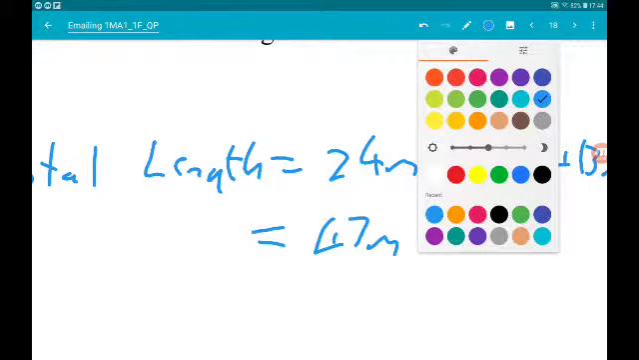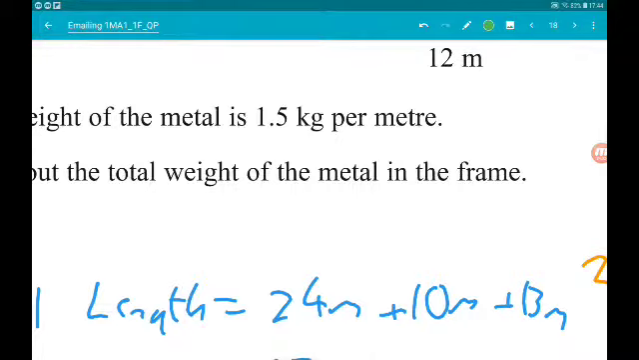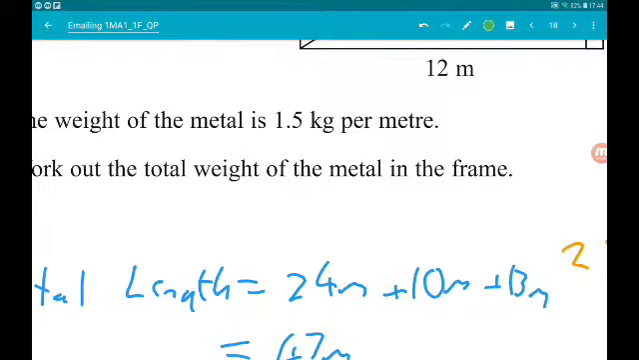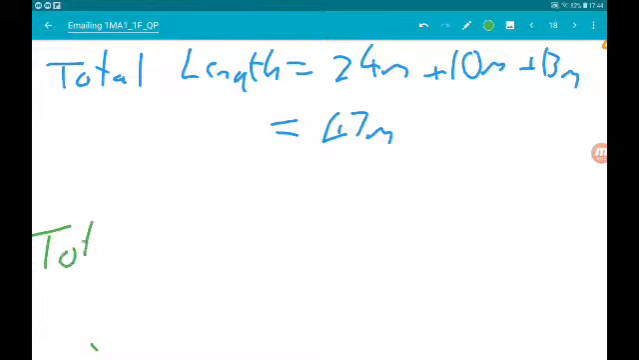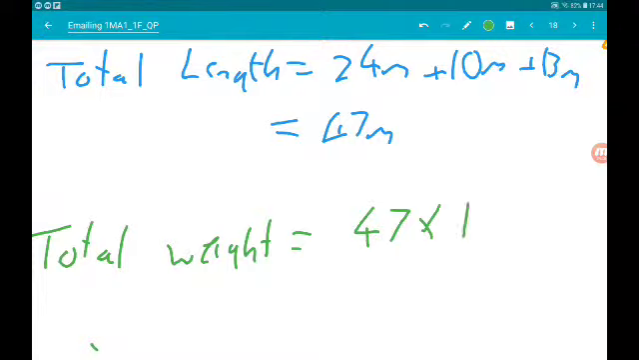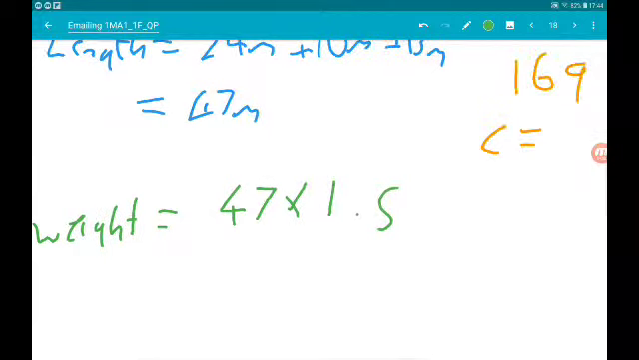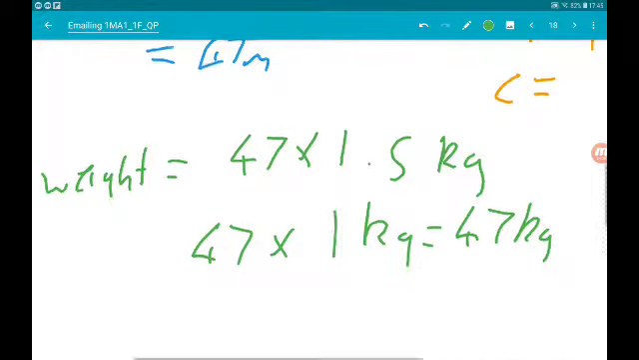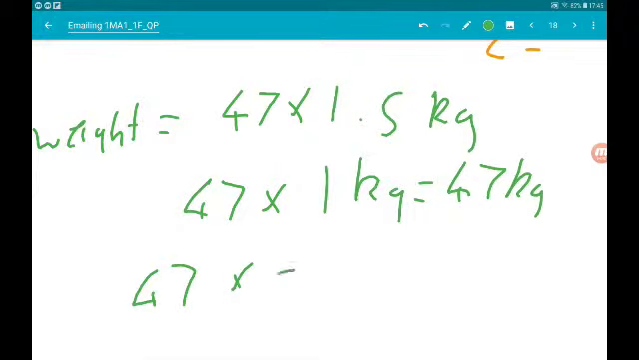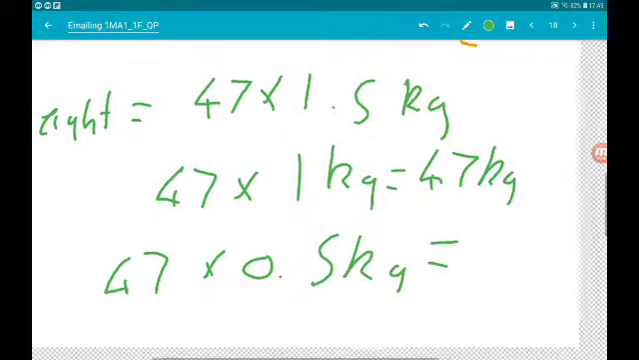So, remember that we know the metal weighs 1.5 kilograms per meter. So the total weight is 47 times 1.5 kilograms. So 47 times 1 kilogram is 47 kilograms, and then 47 times 0.5 kilograms, that's half of 47, so that's 23.5.